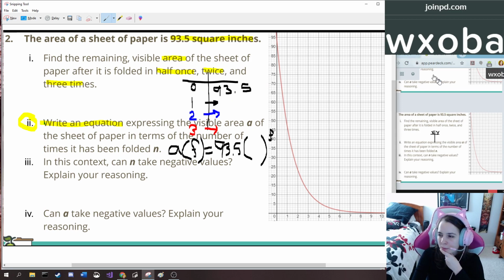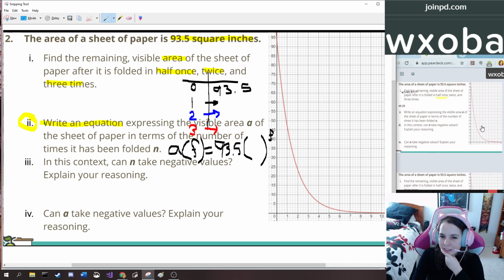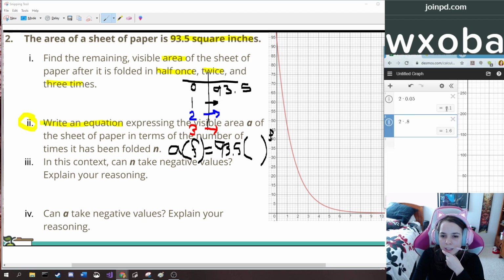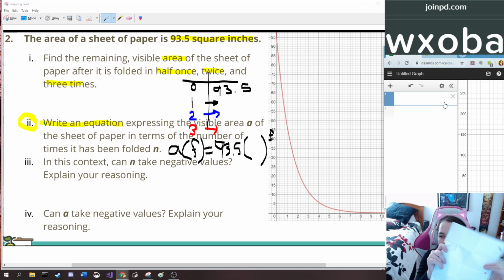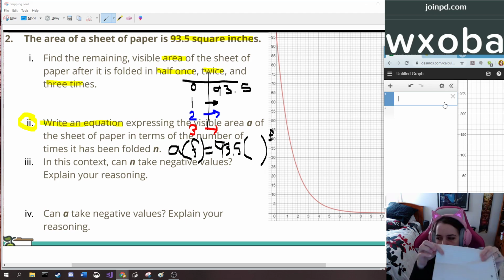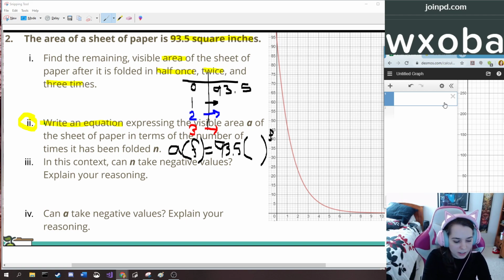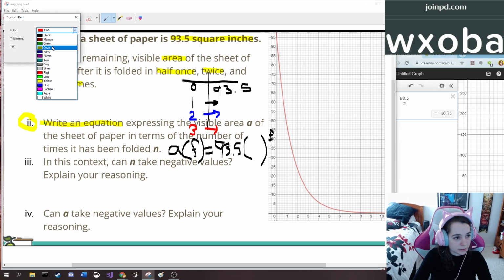How do you find half of something in math? If I had 8, what's half of 8? Okay, I've seen one student say 46.25. Let's see if that is really half of 93.5. So if I had my paper, 93.5 square inches, I fold it in half. My new area is going to be half of 93.5, which is indeed 46.75.